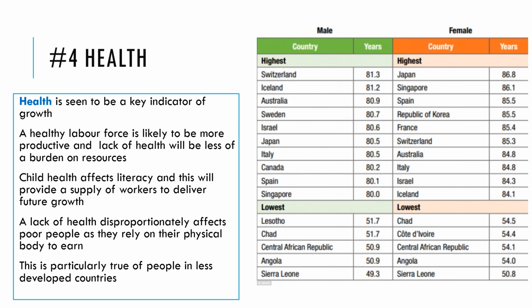One way we might consider the quality of health within a country is to look at life expectancy. Again, on the right hand side, we have a comparison between male and female life expectancy, with the highest countries up here and the lowest countries down here.